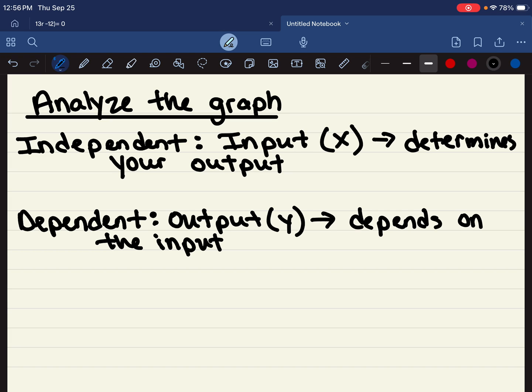I'm going to talk about this more when we see the graph, because sometimes seeing the graph will help us figure that out. Okay? Independent is our x value. Dependent is our y value. Independent always determines what happens with your output. The output depends on your input. Okay? Am I okay to go? Let me know when you're ready.